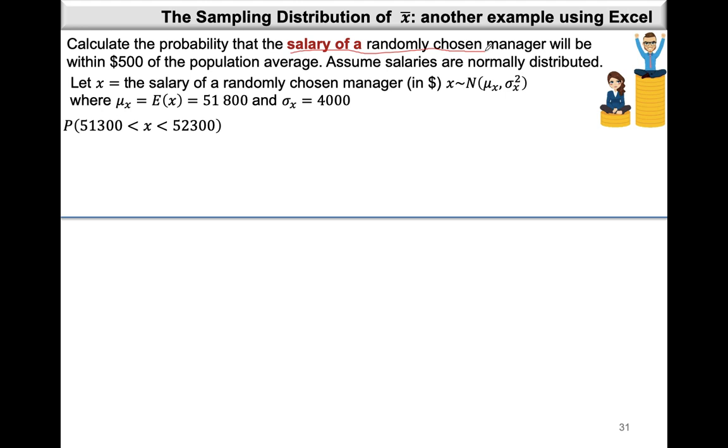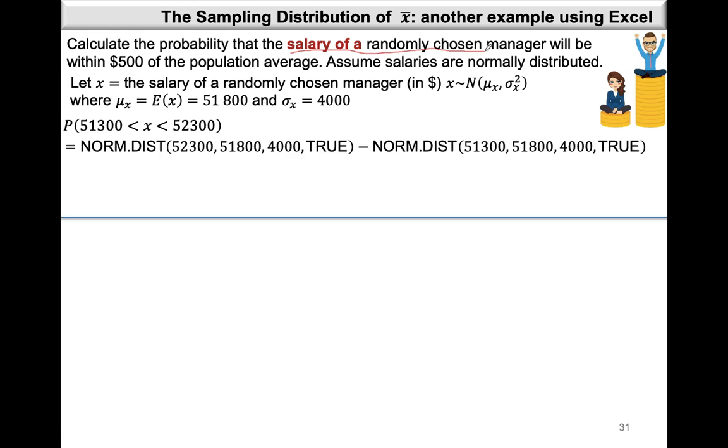So this will be equal to NORM.DIST, and in brackets it will be 52,300, which is your X value, comma 51,800 your mean, comma 4,000 your standard deviation, comma TRUE, since we want the area to the left of 52,300, minus NORM.DIST in brackets 51,300, the value of X, comma 51,800 the mean, comma 4,000, which is the standard deviation of X, comma TRUE, since we want the accumulated area to the left of 51,300. So this will be equal to 0.0995.